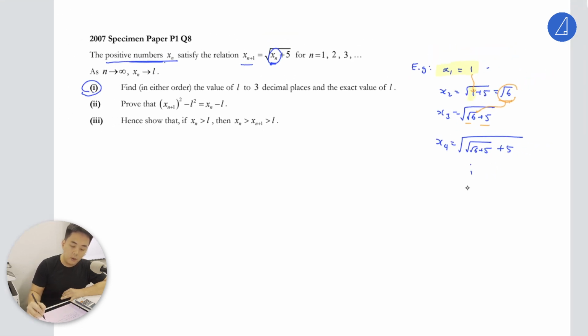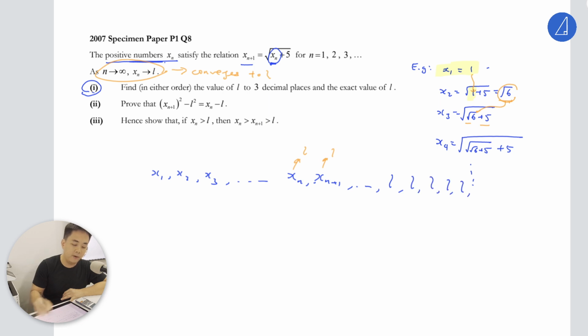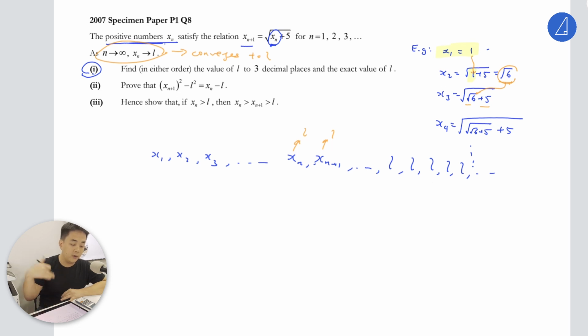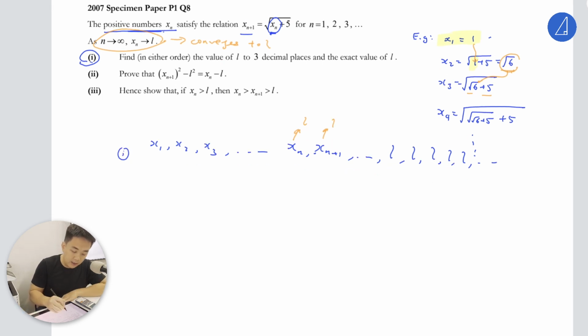We do not know what it is, but as n goes to infinity, at some juncture, x1, x2, x3, all the way to xn, xn plus 1, this tells you that it converges to L. Because this guy will be L, this guy will be L, subsequently the terms will all be L behind here. It just converges to L. As n goes to infinity, xn goes to L, and you know xn plus 1 will also go to L.